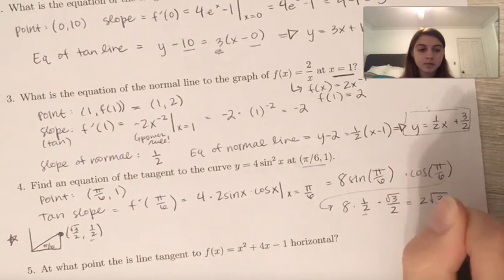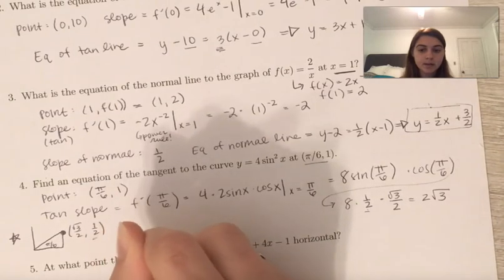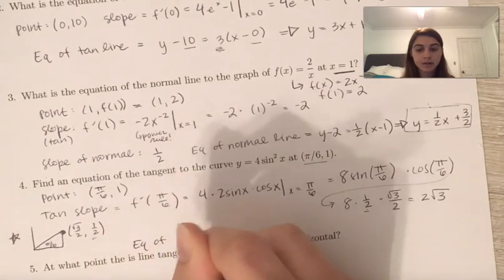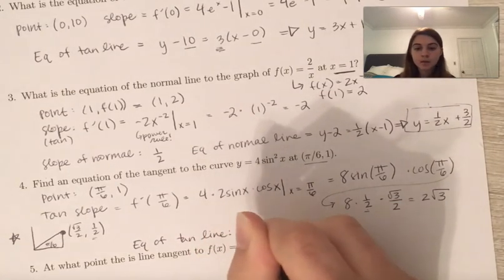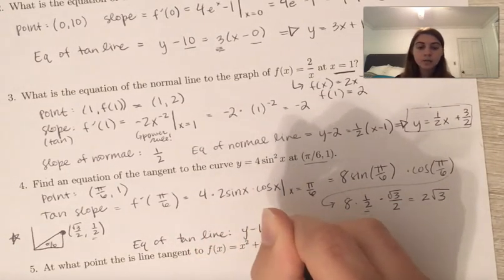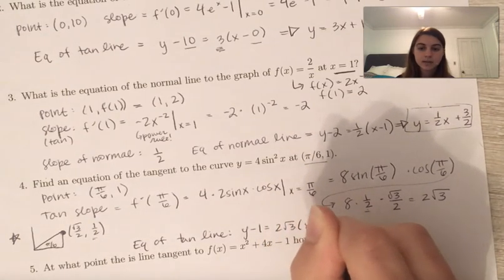And you get 2 root 3. And so that's your slope of the tangent line at that point. So now we're going to plug in to our equation. We'll get y minus 1 equals 2 root 3 times (x minus pi over 6).